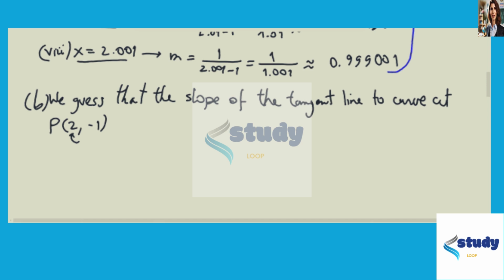And so we can say that the slope of the tangent line, which is defined as those limits, which turn out to be equal from the left and from the right, the slope of the tangent line to the curve at the point (2, -1) is 1.